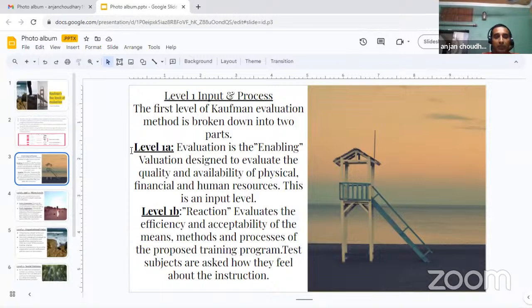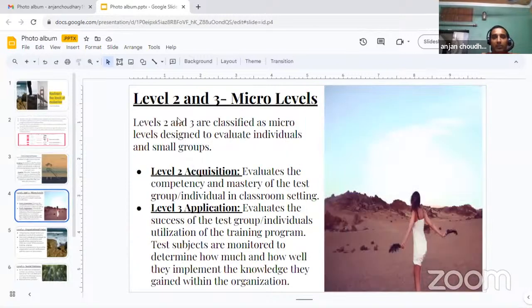The second slide is about levels 2 and 3. Levels 2 and 3 are classified as micro levels, designed to evaluate individuals and small groups. Level 2 is acquisition, which evaluates the competency and mastery of the test group or individual in a classroom setting. And level 3 is application, which evaluates the success of the test group or individual's utilization of the training program. Test subjects are monitored to determine how much and how well they implemented the knowledge they gained within the organization.